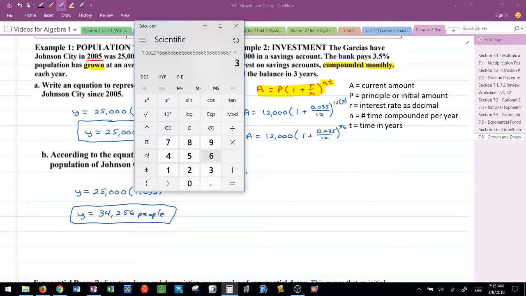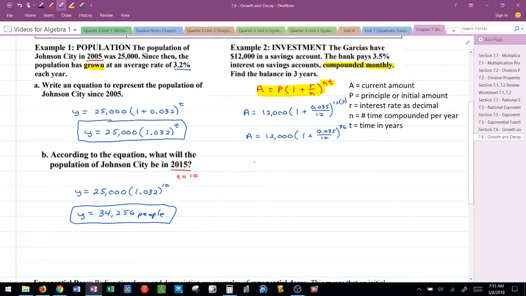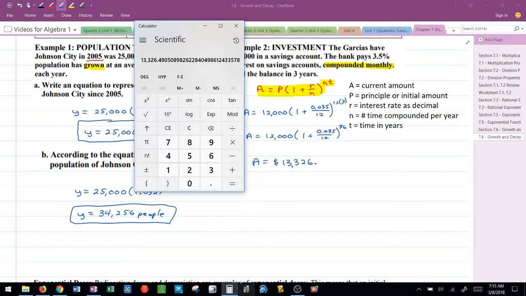So I'm going to raise it to the 36 power. Remember, that's the caret symbol for those of you guys. And now I'm at that. Multiply that times 12,000. And I get $13,326. And because I'm dealing with money, I want to round it to the nearest cent, so that would be 0.49.